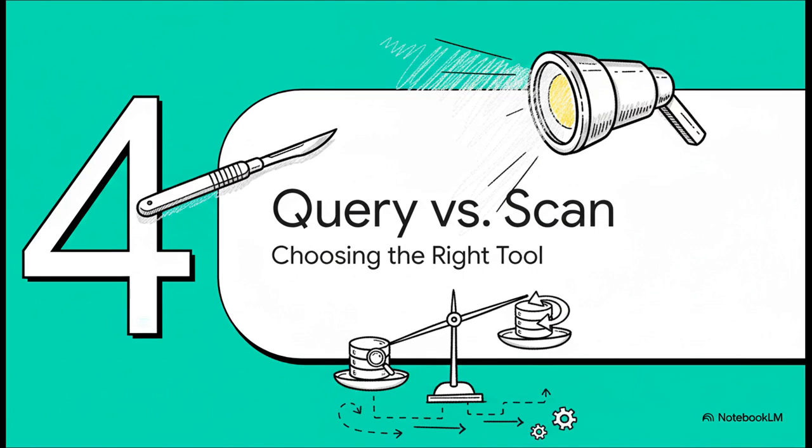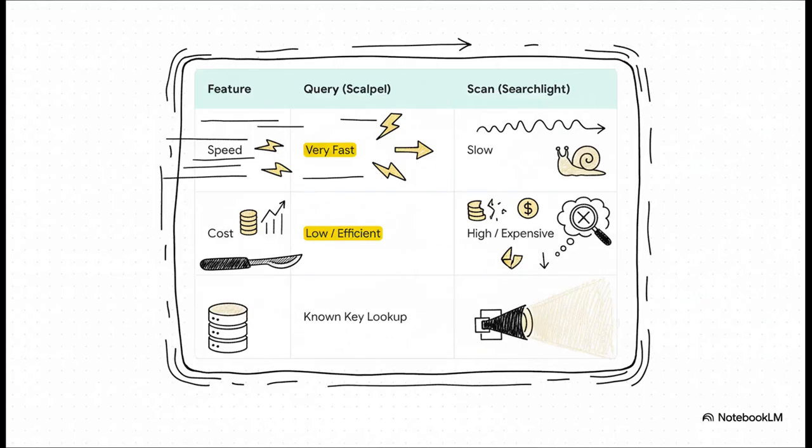Okay, so we have our precise scalpel and our powerful but very expensive searchlight. The big question is, how do you decide when to use which? Let's put them side by side and see. This chart really is your cheat sheet. And the takeaway is super simple. Your default thinking, your first instinct, should always be, how can I solve this with a query?